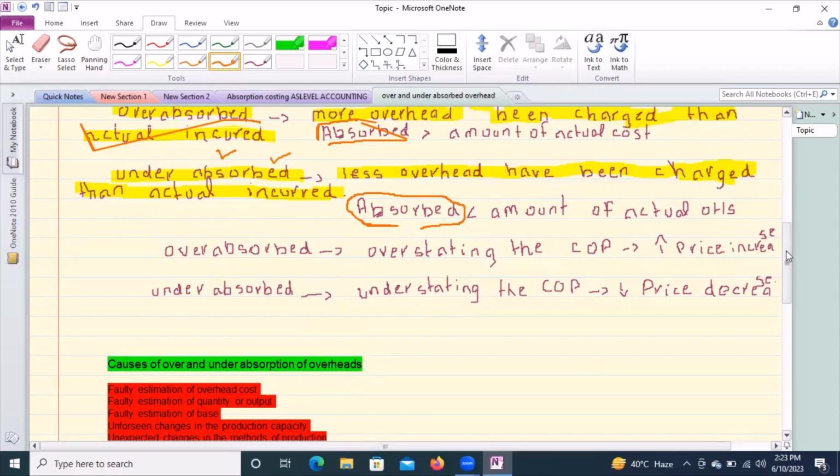Okay, so what are the consequences of it? If we mistakenly over absorb our overheads, or mistakenly under absorb our overheads, what is the main problem which we will have to face in the future? The problem is that if you are over absorbing your overhead, it means that you are overstating your cost of production. If you are overstating your cost of production, it means that you have to increase your price also.